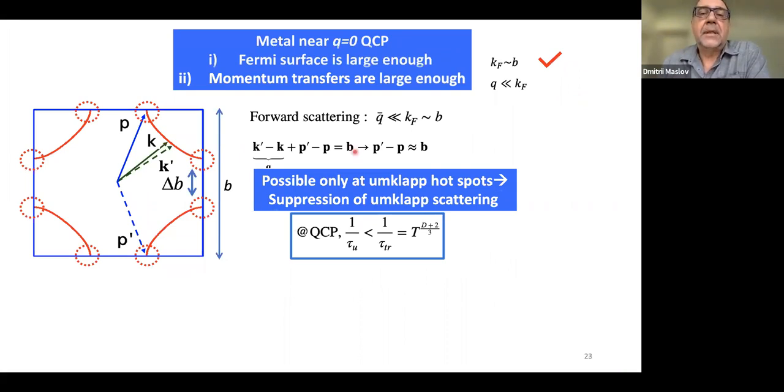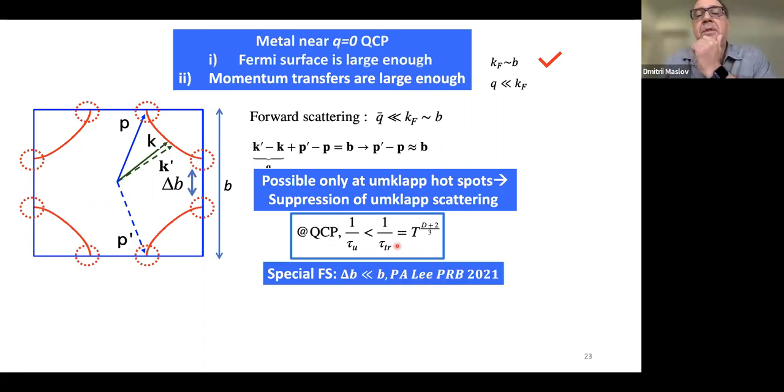However, a metal near a QCP provides us with a problem. As I just told you, we have suppression of umklapp scattering, and therefore one would expect that the actual scattering rate, which is the umklapp rate, which enters the resistivity, is smaller than a naively estimated transfer rate, which scales as T to the power of 3/2. How small is small? Well, for that, it is convenient to consider a special case of Fermi surface following Patrick Lee, who introduced two parameters. So I have this mismatch, the gap in momentum space, which the electrons have to cover in order to produce an umklapp process.